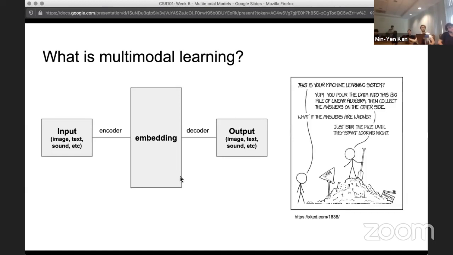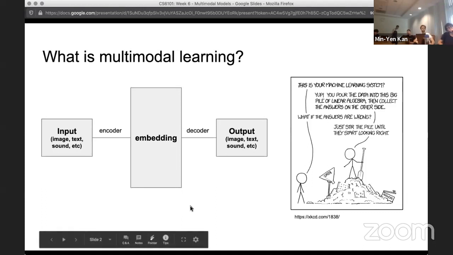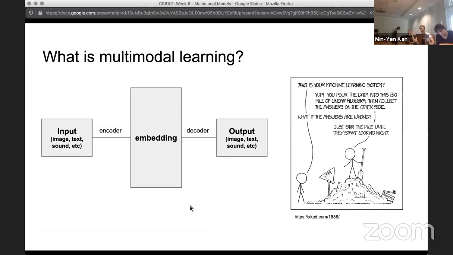So for the simple case of the CNN, the convolutional neural network, you can imagine that you input an image, you run the convolutional network, and then you get a vector that represents a label, which is a text.